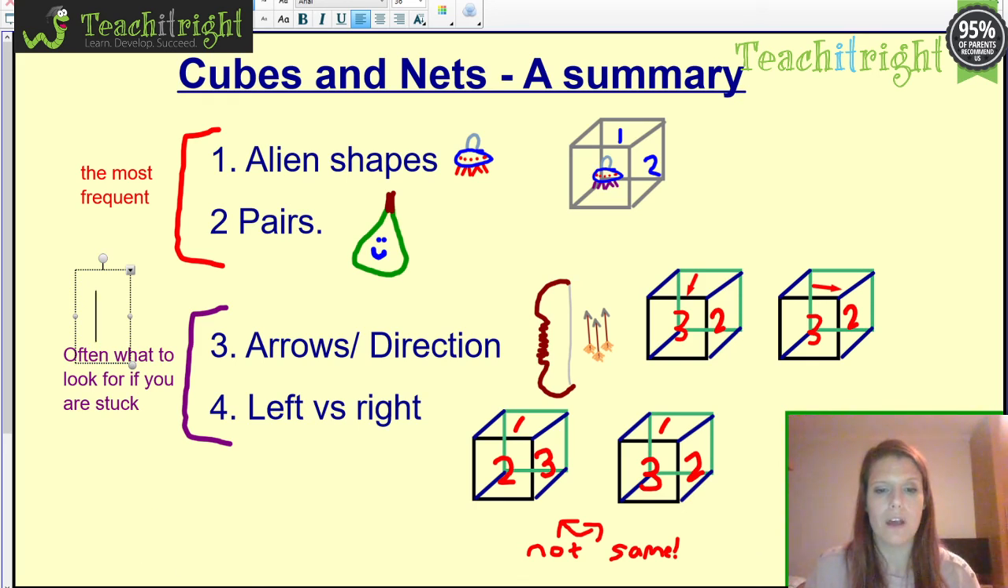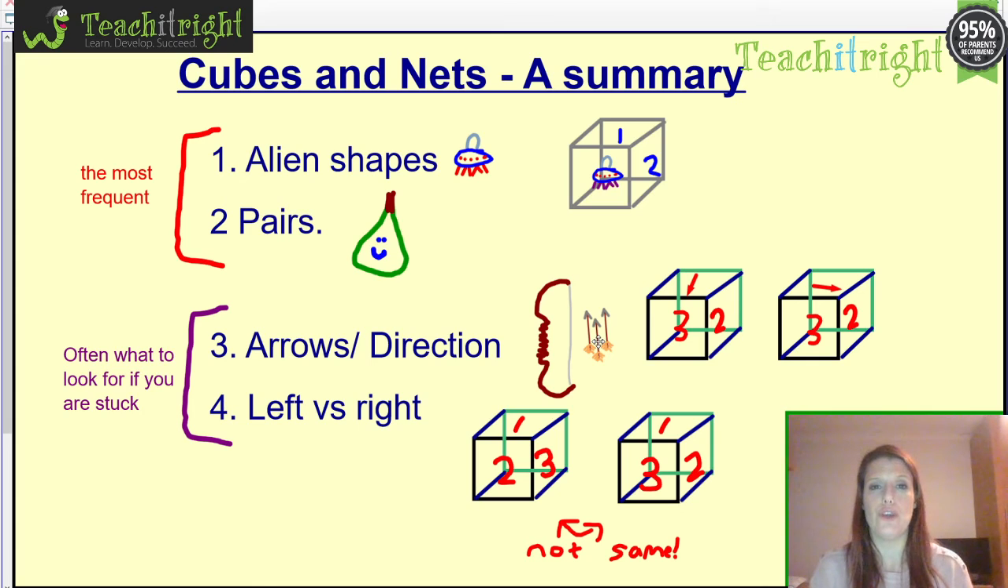However, points 3 and 4 can be useful to draw on as well, and especially if you get stuck. So arrows, we've got a lovely bow and arrow here. Arrows, which way are they pointing? And also particular shapes, which way are they pointing? And then are we looking at the cube in the correct orientation? Are we looking at it from the left or from the right?